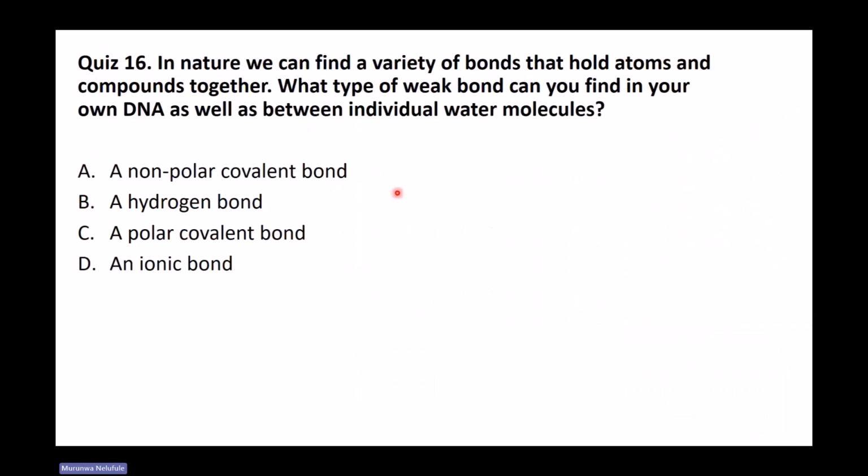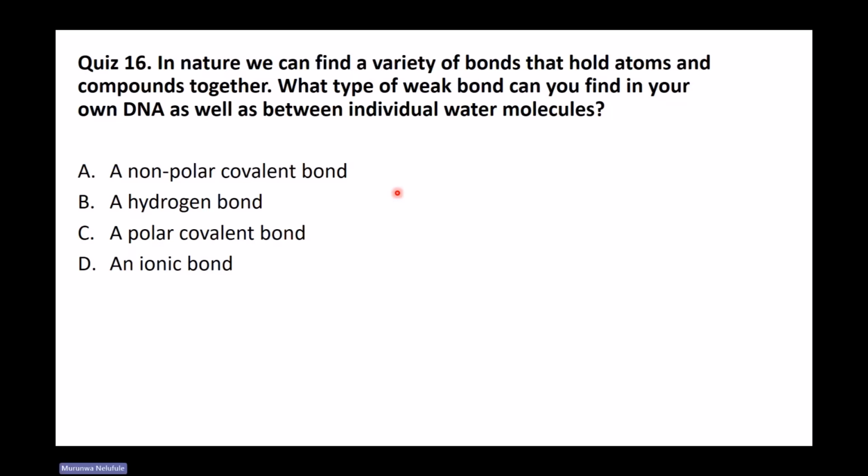So in nature, we can find a variety of bonds that hold atoms and compounds together. What type of weak bond can you find in your own DNA as well as between water molecules? Sounds like we have done this before. Yes, we did. What is the answer? I think it's B. Does everybody also think it's B? Yes.